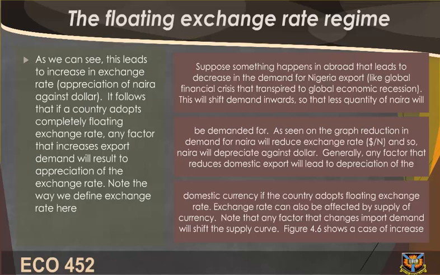Suppose something happens abroad that leads to a decrease in the demand for Nigerian export, like the global financial crisis that transpired into a global economic recession. This will shift demand inwards so that less quantity of naira will be demanded. As seen on the graph, reduction in demand for naira will reduce the exchange rate, dollar to naira, and so naira will depreciate against the dollar. Generally, any factor that reduces domestic export will lead to depreciation of the domestic currency if the country adopts floating exchange rate.